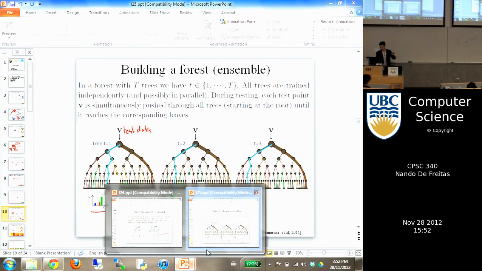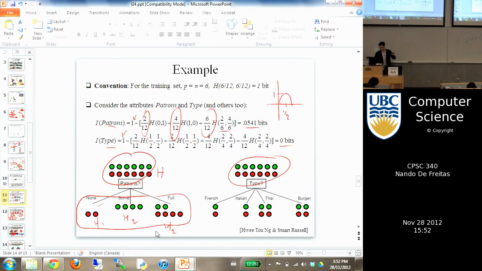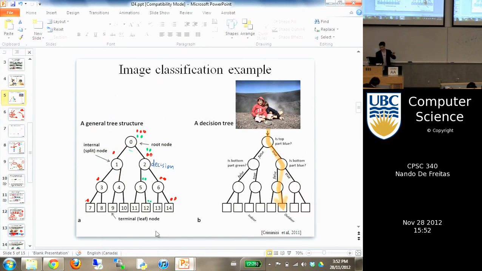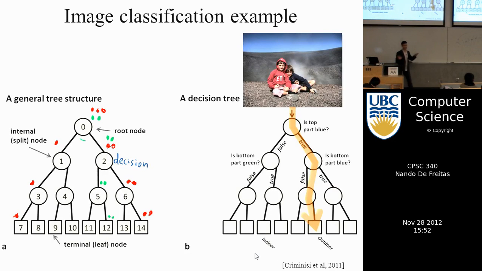Let me bring back what the tree is. Let's go back to what a tree does. This is what a tree does. You give it a new image, for example, a new data vector, and then you make a few decisions. Is the top blue? Then you make a next decision. Is the part blue? Until you reach a leaf. And once you reach a leaf, you decide whether it's indoor or outdoor.